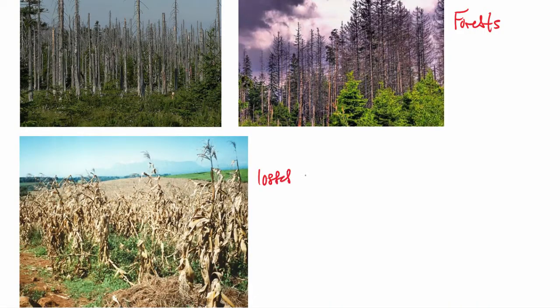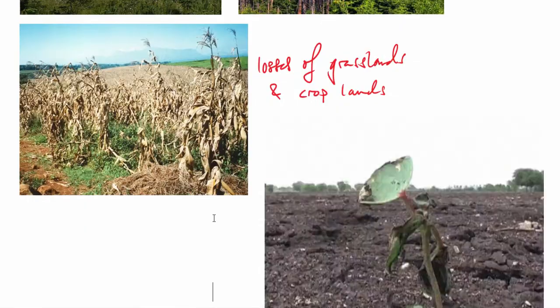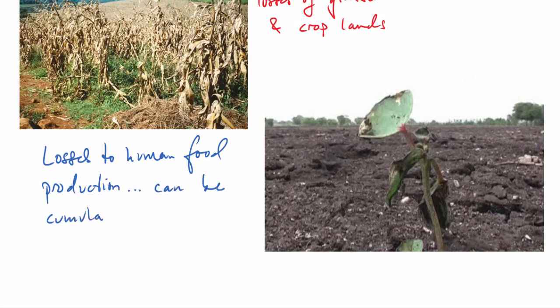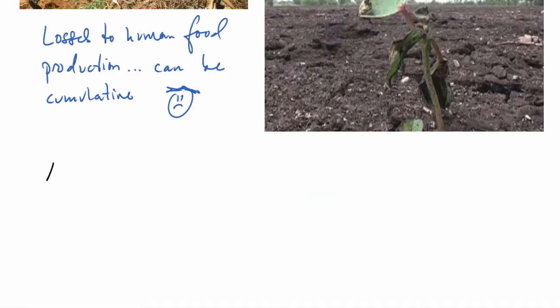Here are some examples. These forests are damaged by acid rain, and some losses of grasslands and croplands, as you can see. Of course, there are also losses to human food production, and these losses can be cumulative. In other words, continued acid rain can damage soil's ability to grow crops.